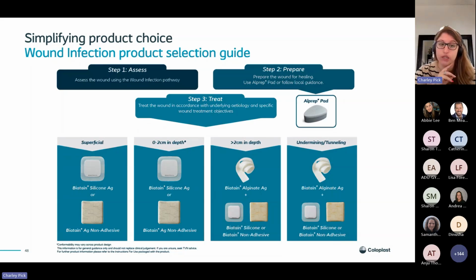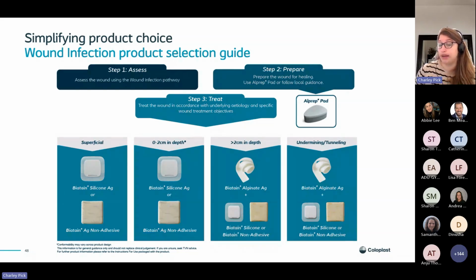So for a superficial wound that is infected, you would use Biatain Silicone AG, or perhaps you would use Biatain AG non-adhesive if you were using under compression bandaging. If the wound is 0 to 2 centimeters in depth, you could again use Biatain Silicone AG or Biatain AG non-adhesive if you were using under compression bandages. If you're using under perhaps compression hosiery, then you might use your Biatain Silicone AG to hold that dressing in place. If that wound is greater than 2 centimeters in depth, you would use your Biatain Alginate AG and then your Biatain Silicone or your Biatain non-adhesive to secure that.